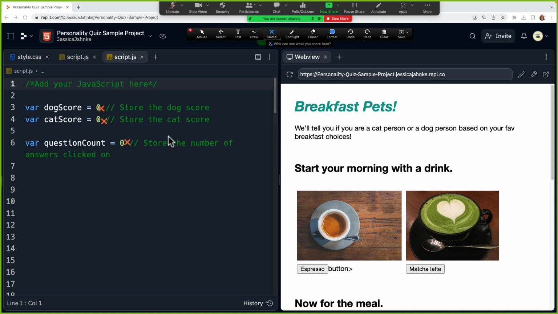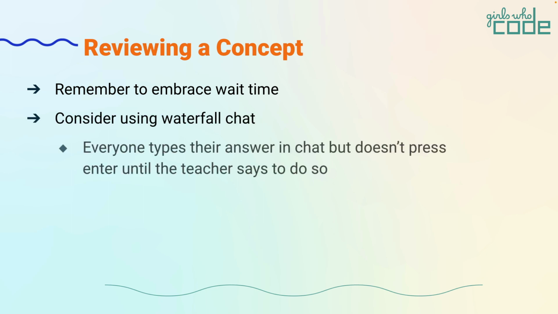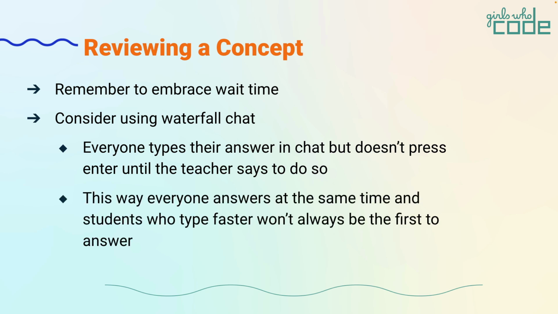Another option is having students write out which line of code the error is on in the chat. Depending on the error, you can also have them write out possible solutions for the code. Remember to embrace wait time during this period, as students may take longer to read through the code and answer the question. You can also use a technique called waterfall chat, where everyone in the class types their answer in the chat but doesn't press enter till the instructor says. This way, everyone answers at the same time, and students who type faster won't always be the first to answer.